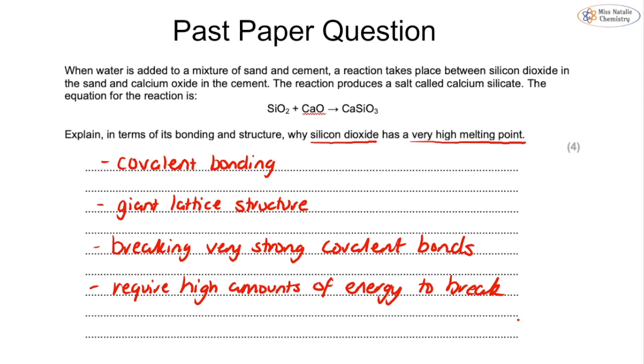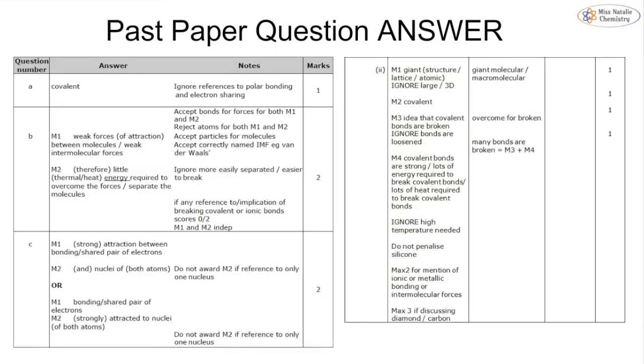So in terms of its bonding and structure, well, we say what is the bonding, what is the structure? And then thinking about what bonds are breaking and why that has an effect on the high melting or boiling point. And that gets you your 4 marks. So there's the mark scheme for those questions if you have been trying them yourself at home.